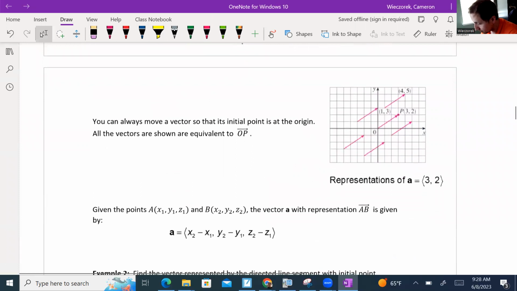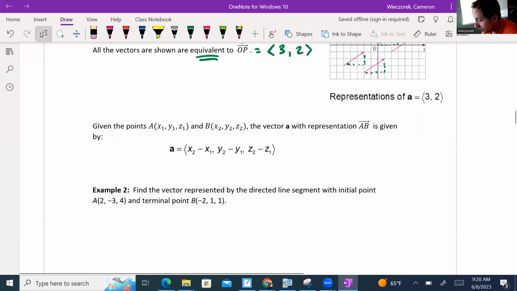Okay. And you can always move a vector so that its initial point is at the origin. All of these vectors in pink here are equivalent to OP. If I look at OP, it goes 3 units to the right and it goes 2 units up. So in component form, it'd be ⟨3, 2⟩. 3 units right, 2 units up. But all of these vectors that I've moved, move 3 units right and 2 units up. So they all have the same magnitude and they all have the same direction. So they're all equivalent. Okay.